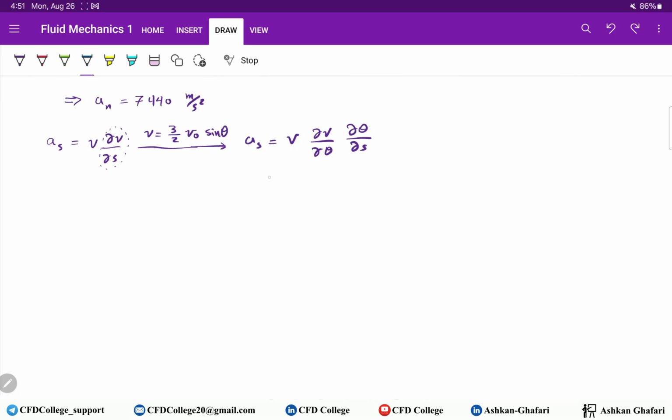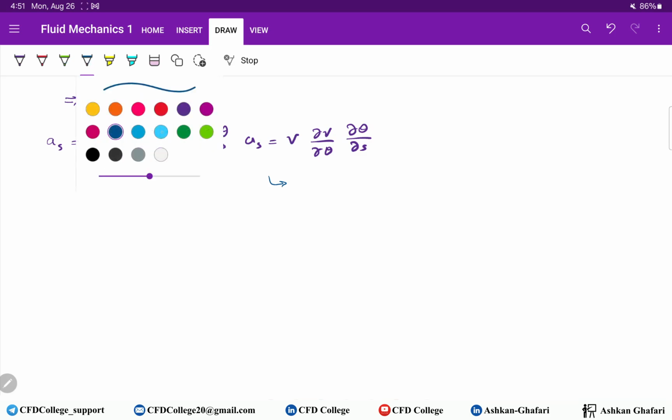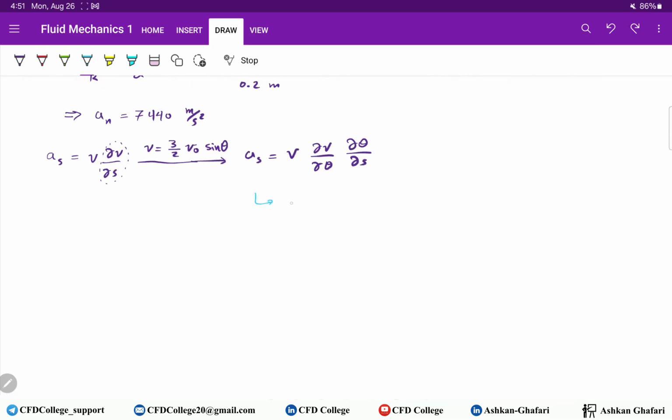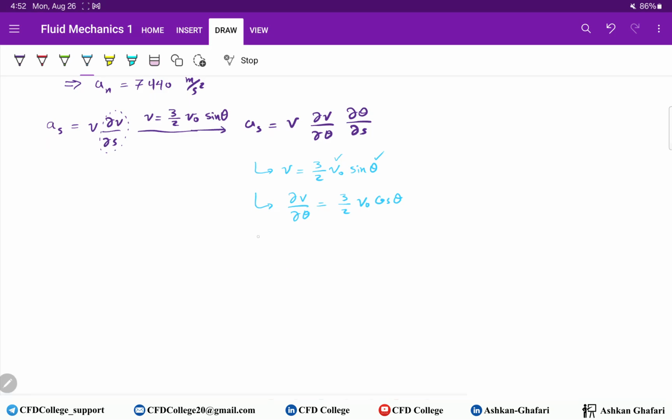As you can see here, we have a v, which is 3 over 2 v naught sine of theta. We know v naught and theta. Delta v over delta theta equals 3 over 2 v naught cosine of theta, and delta theta over delta s. We have to find this.